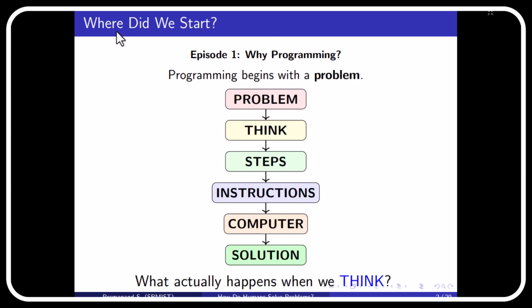Let's go back to episode 1. We said that programming begins with a problem. Then what happens? We think. From the thinking, we develop steps. Those steps become instructions. The computer follows those instructions and eventually we get a solution. So the overall journey was problem, think, steps, instruction, computer, and then the solution. But today's entire episode is going to focus on one word: think.